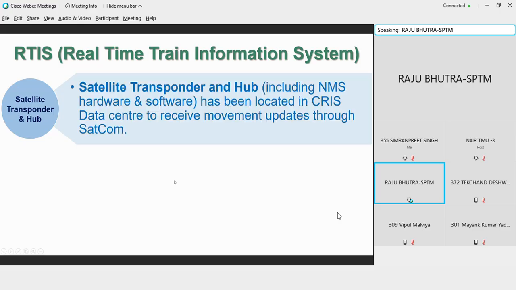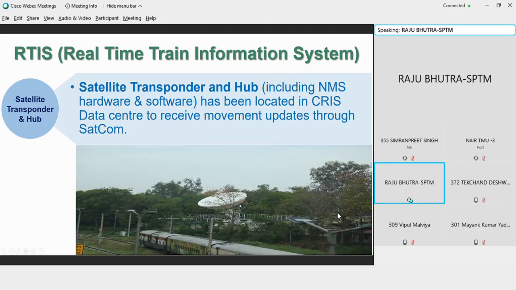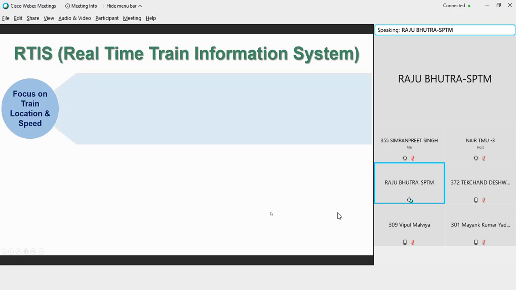The satellite transponder and hub has been located in CRIS. CRIS is the Centre for Railway Information Systems. So its data center is having a satellite transponder and hub to receive movement updates through satellite communication. So this is the picture of the transponder and hub at CRIS.